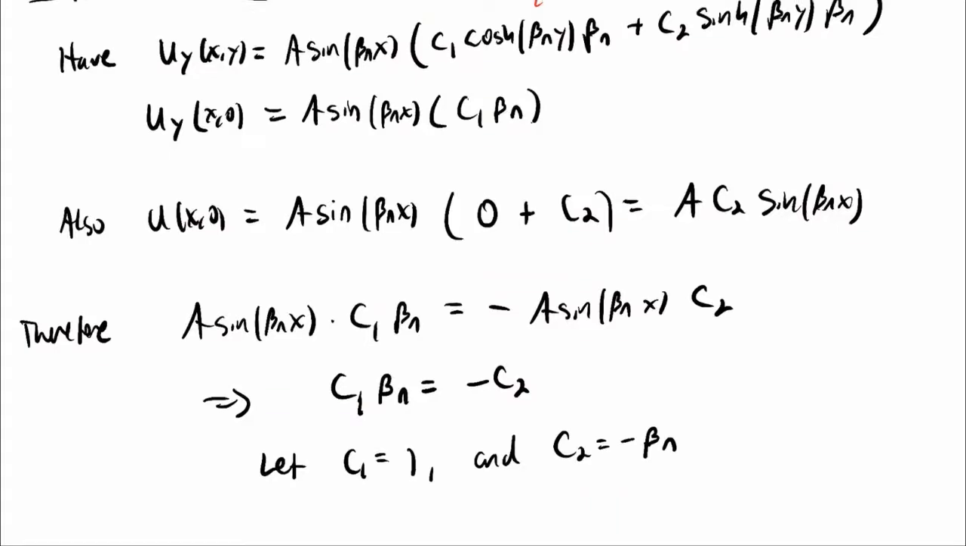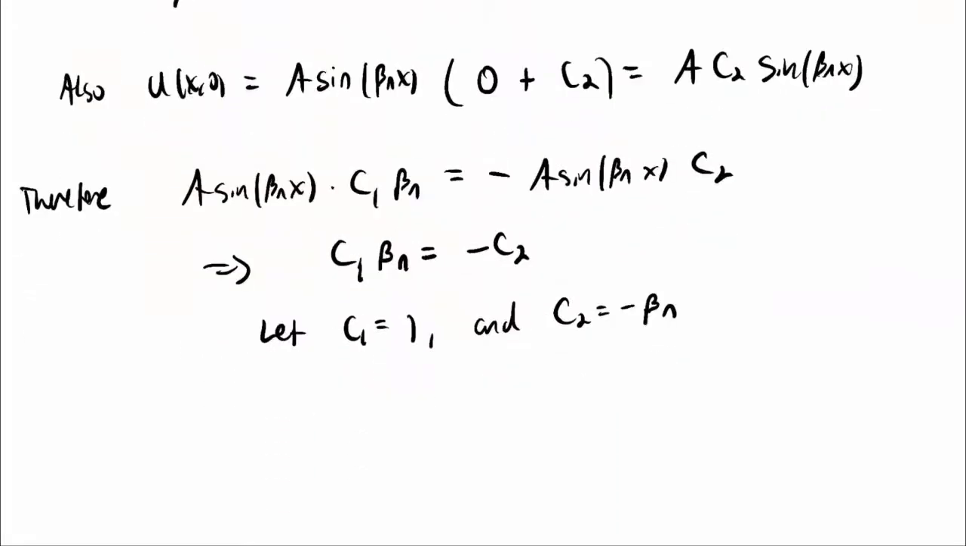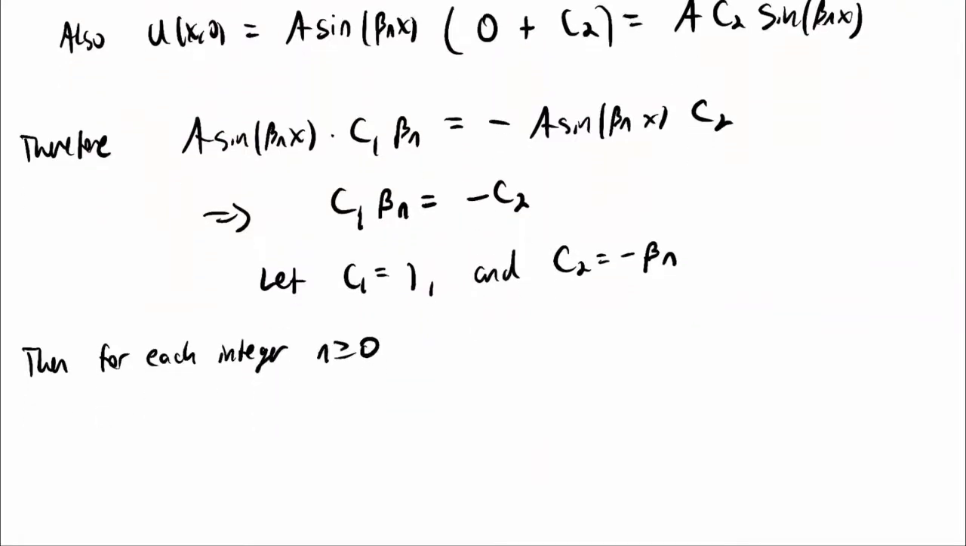And okay, let's now plug these in. So then for each integer n bigger than or equal to 0, we end up with our function u(x,y) given by some constant a.